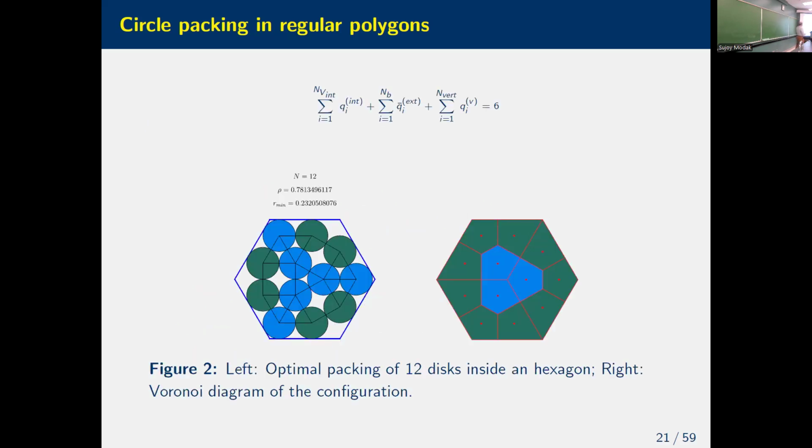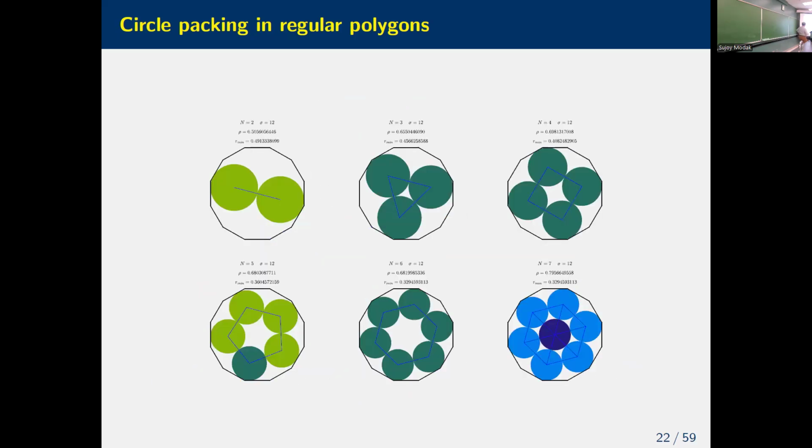These are examples of configurations. This is a configuration of 12 disks inside a hexagon, and this is the corresponding Voronoi diagram. Okay. These are other configurations. For example, this is for the dodecagon. So we have 2, 3, 4, 5. There are some nice configurations.